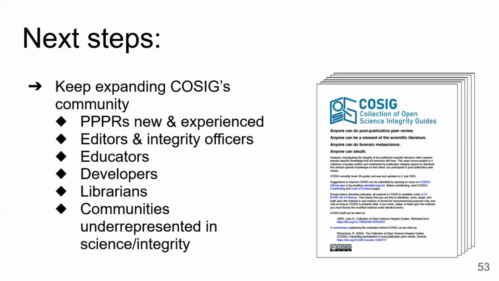So the goals for the future are to continue to expand COSIG's community. We want to bring more people into the practice of post-publication peer review. We want to arm experienced post-publication peer reviewers with new tools. We want to give valuable guides with domain-specific knowledge to editors and integrity officers. We hope that these get used for educational and training materials. We hope that developers use these to find automatic tools. We hope that librarians make this a part of their catalog.